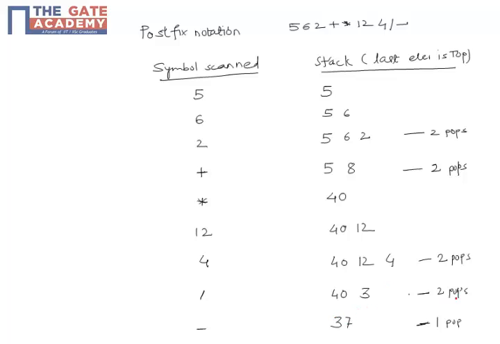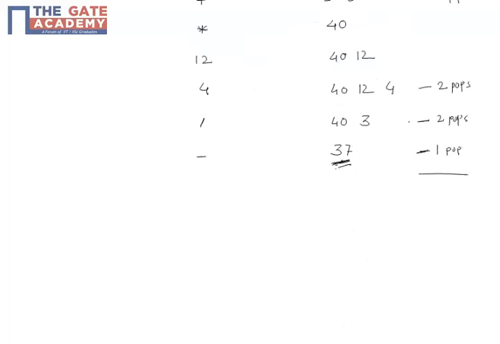Finally, we have the subtraction operator. So we pop two elements from the stack and do the subtraction operation between them. So we have 37, which we again push into the stack. So at these last three steps, we have 2, 2 and 1 pop respectively. So in total, we will need 9 pops to calculate the result of given arithmetic expression, which is nothing but 37, and the number of pops required would be 9. So the correct answer to the above question would be 9.